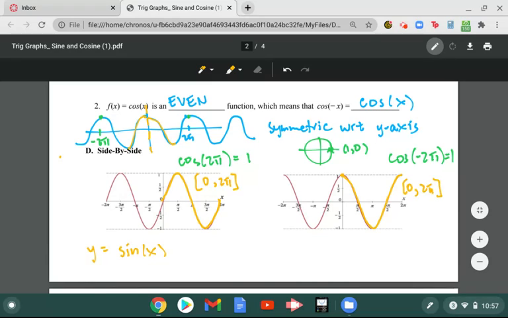They are the same shape though. I can trace out the same exact shape. They're just shifts from one another. So y is equal to the cosine of x.